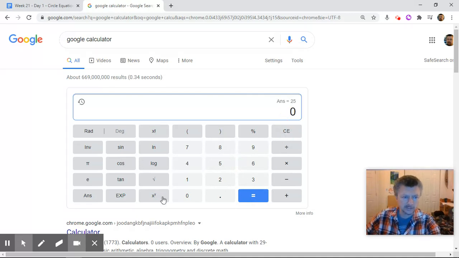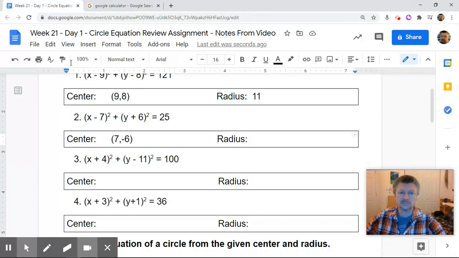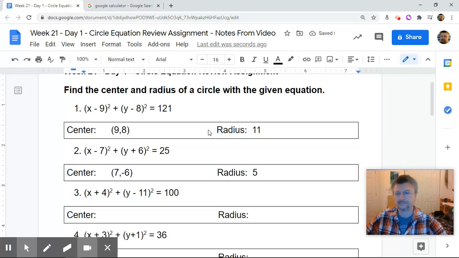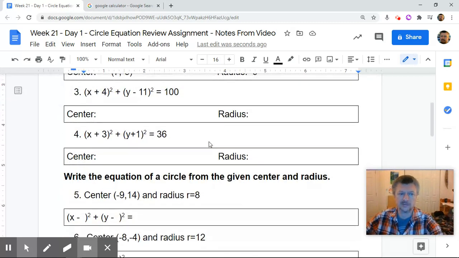They have a square button on here. Let me see, 5 squared is 25, right? 5 times 5 is 25. So the radius is 5. All right, that's how you do these, just like we did a couple of weeks ago. Okay, moving on. So you guys will do 3 and 4 on your own.